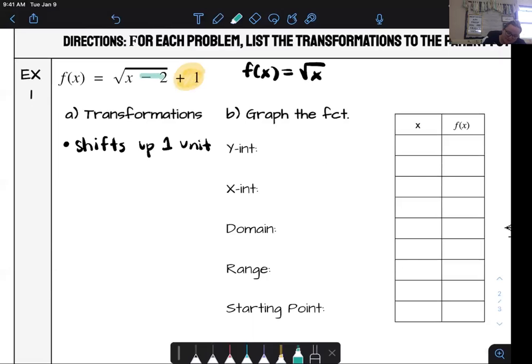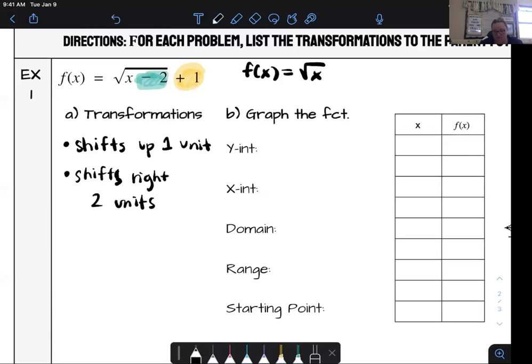Then I see that I'm subtracting 2 directly from x under that radical. So when I subtract a number directly from x, my graph shifts right that many units. So we're going to shift right 2 units.